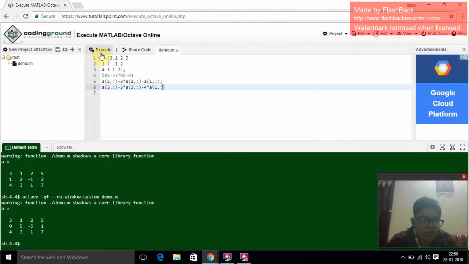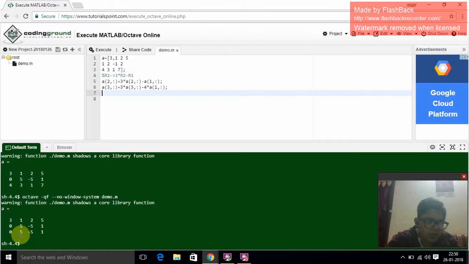Now we will see the output. See, we get a 0 over here, and the other elements are also there, 5, minus 5 and 1. And now we again put the semicolon because we again don't want the output. Now in the next step, we will subtract 5 from 5 to get the second element of the third row to be 0.